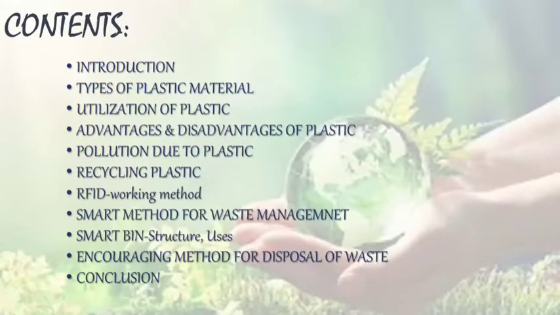Then, types of plastic material. Then, utilization of plastic. Then, advantages and disadvantages of plastic, pollution due to plastic, recycling plastic, RFID, its working method, smart method for waste management, smart bin, its structure and uses, and last one, encouraging method for disposal of waste. And last, we draw our conclusion.